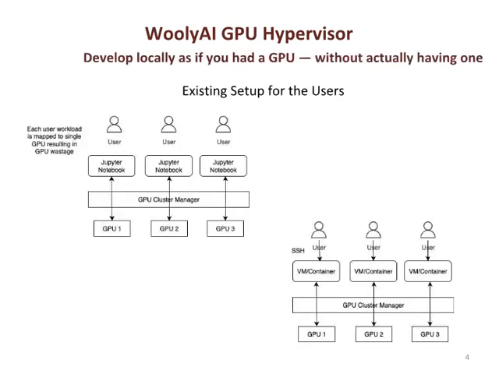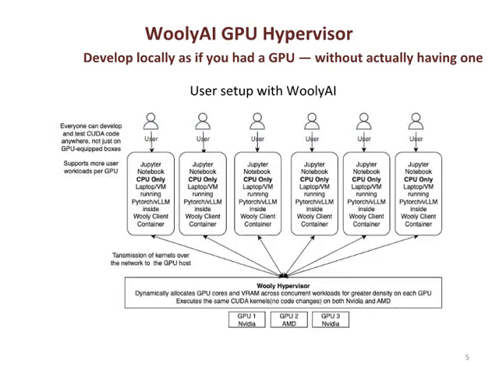The existing way to give multiple users access to GPUs is by spinning up a Jupyter Notebook, a PyTorch container, or even a VM that's tied to a specific GPU. The problem is, each of these runs directly on the GPU host and locks onto one GPU exclusively. So even if that user's workload only uses 30% of the GPU, the entire GPU is still blocked off and unavailable to anyone else. With WoolyAI Hypervisor, users can run PyTorch or VLLM with GPU acceleration on their CPU-only laptops, desktops, or VMs. No GPU required.